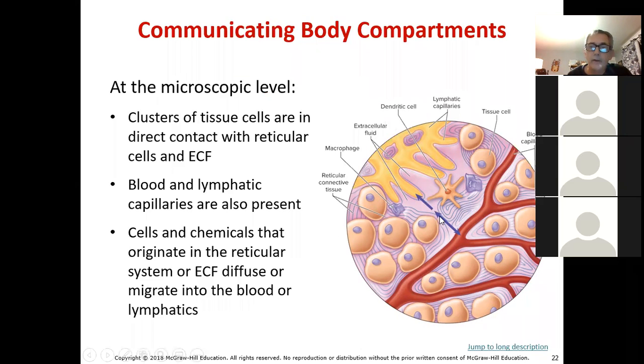If you were looking at cells in contact with the reticular cells and the extracellular fluid, for example, we have a blood vessel here, a blood capillary, tissue cells, the extracellular matrix, and fluid in between. This is a type of immune cell called a dendritic cell. It's a type of phagocytic cell, very similar to a macrophage. This is connective tissue in between.